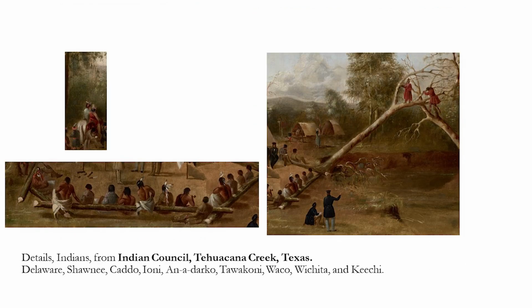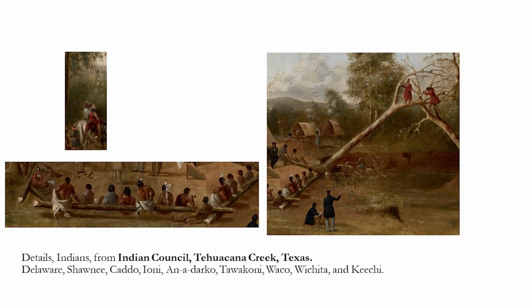And of course, the other major governmental group was the Indian peoples, and actually there were several Indian nations represented. They were not just one generic group of Indians. We have from the documents the names of the different nations, as well as from the signatories, identities of individual chiefs who signed agreements. There were the Delaware, Shawnee, Caddo, Ione, Anadarko, Tawakoni, Waco, Wichita, and Keechi.